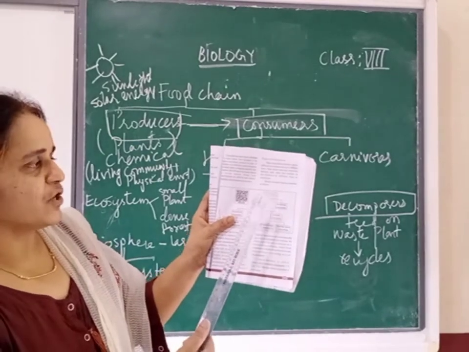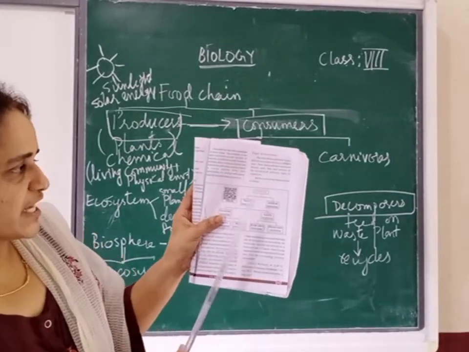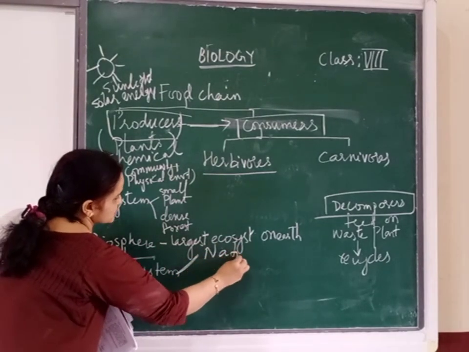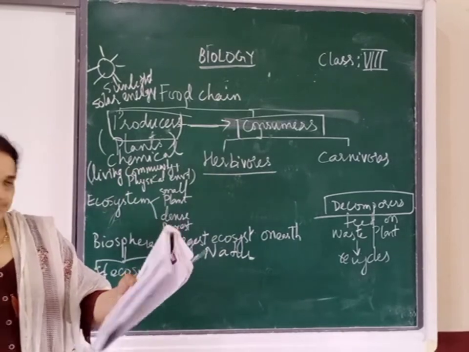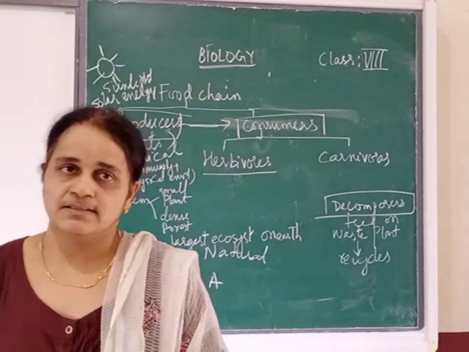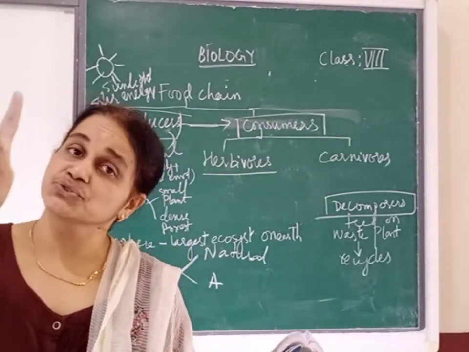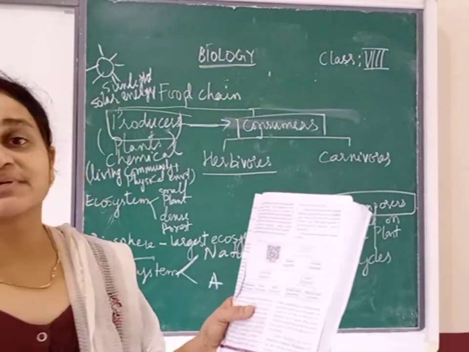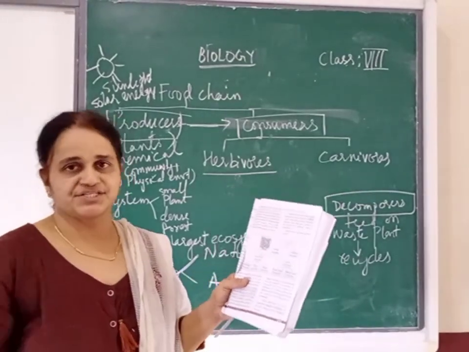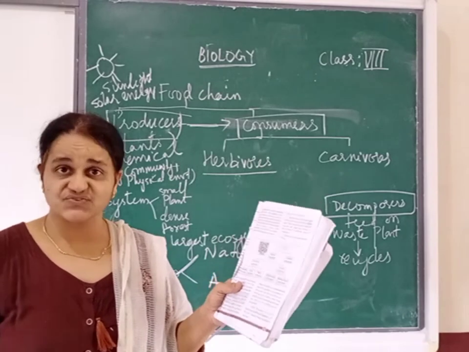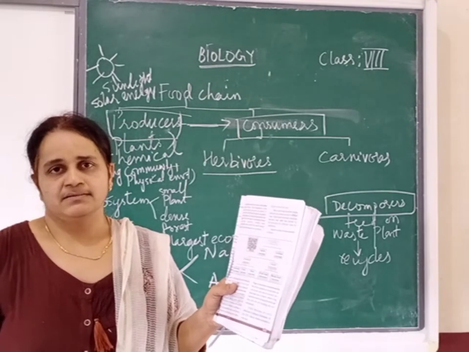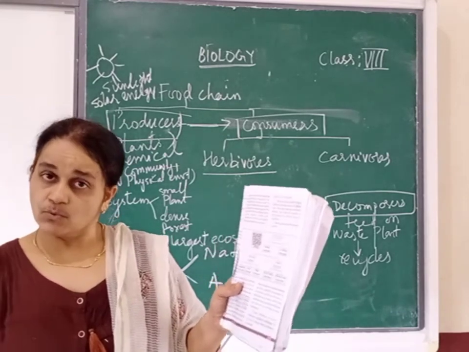Next is the division of ecosystem. There are basically two types of ecosystem: natural ecosystem and artificial ecosystem. So look at page number 107. Natural ecosystem is further divided into two. Terrestrial ecosystem. You know the term terrestrial? Terrestrial means found on the land. We say dog is which animal? Terrestrial animal. Then what is fish? Fish is an aquatic animal. Why aquatic? Because it is found in the water.